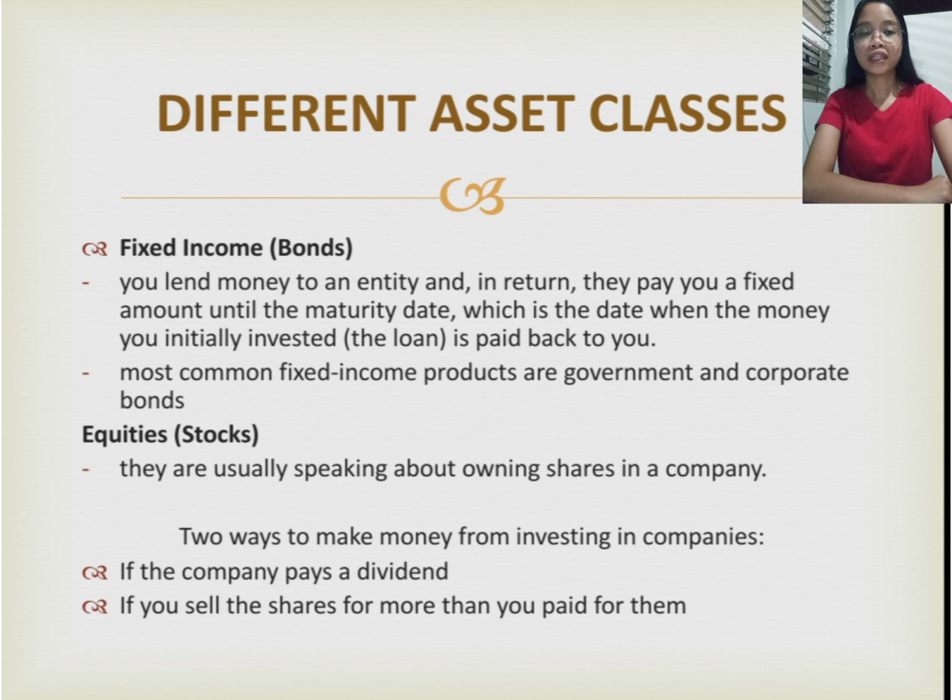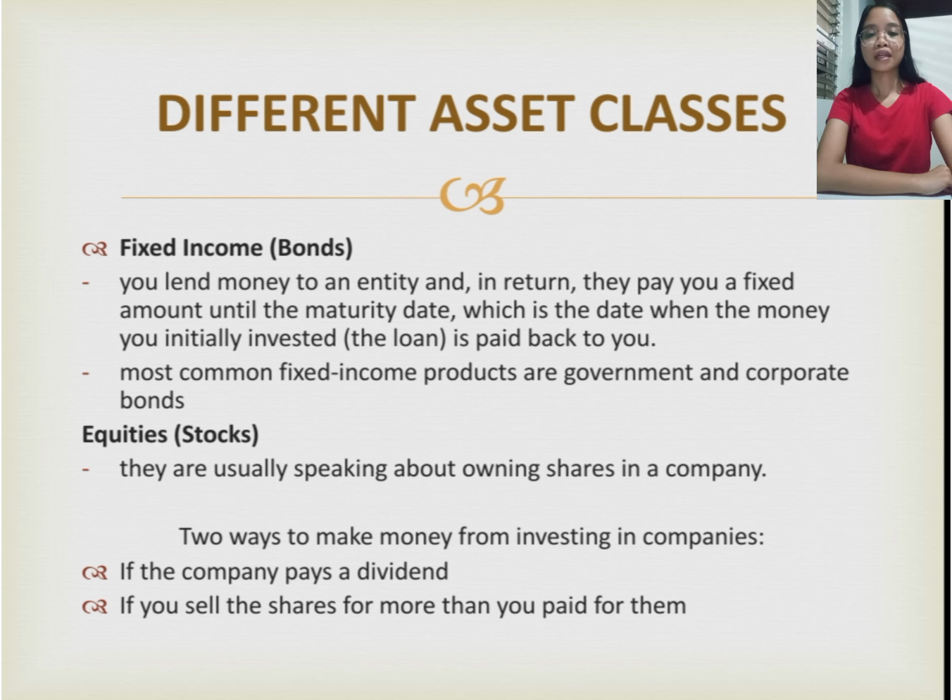We have the different asset classes. We have fixed income or bonds. You lend money to an entity and in return, they pay you a fixed amount until the maturity date, which is the date when the money you initially invested is paid back to you. The most common fixed income products are government and corporate bonds.